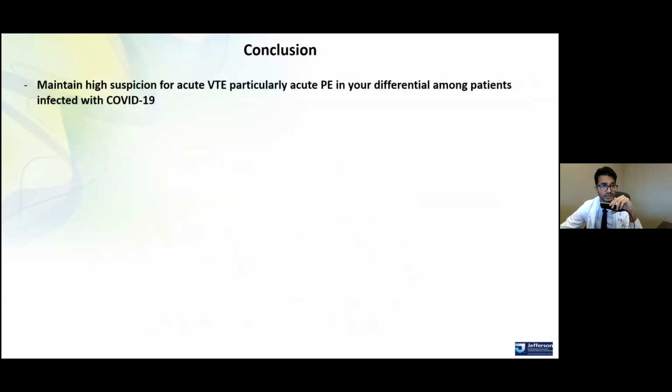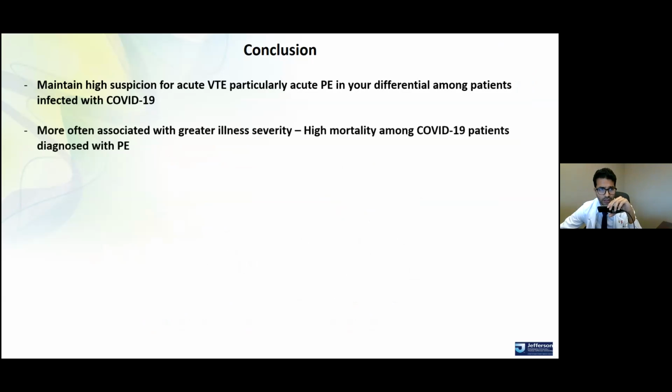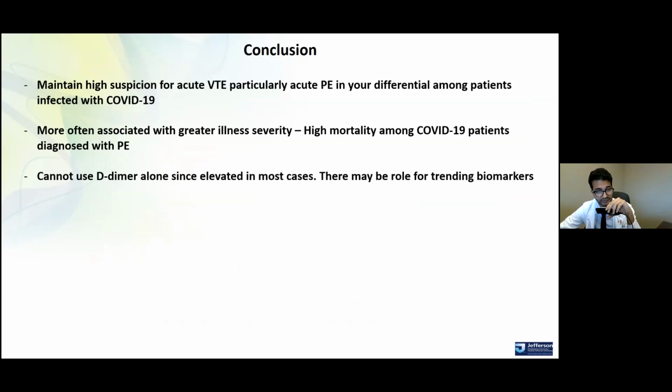So the conclusion is maintain a high suspicion for acute venous thromboembolic events, particularly acute PE, in your differential among patients with COVID-19. More often associated with greater illness severity, particularly among patients in the ICU on a ventilator, because there is a high mortality associated with this group. It was 40% among the 15 patients in our analysis. Survival was 60%.